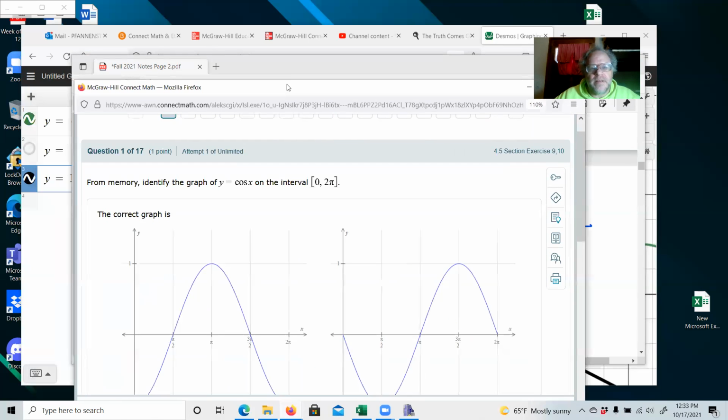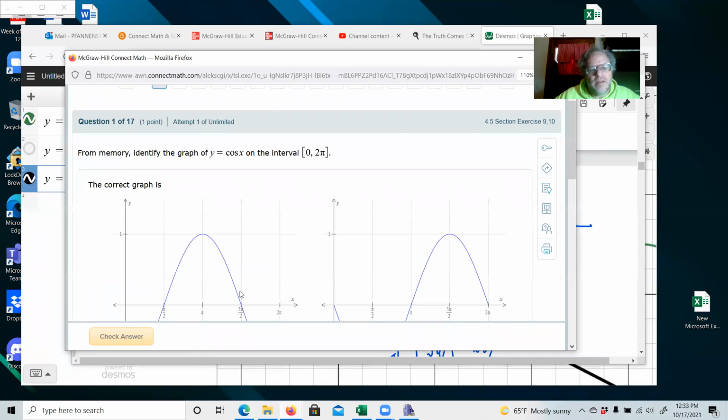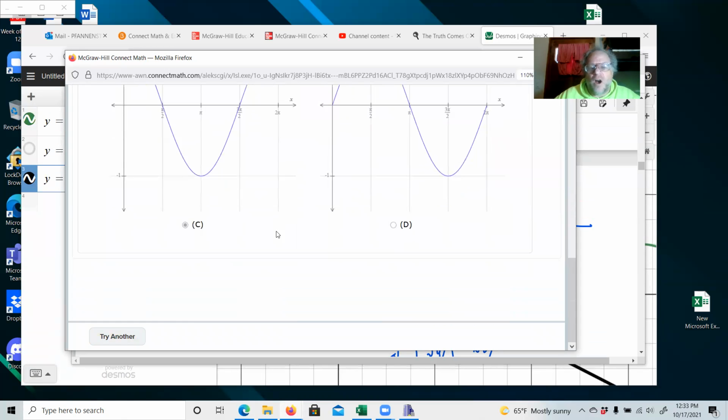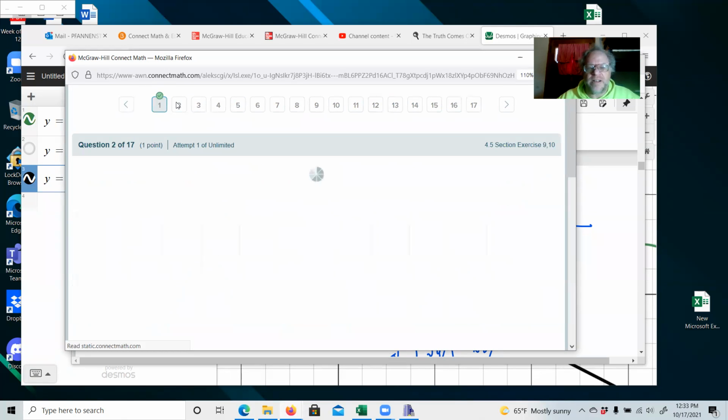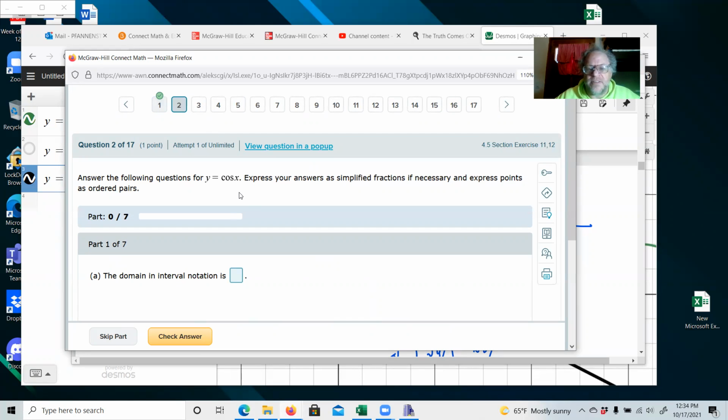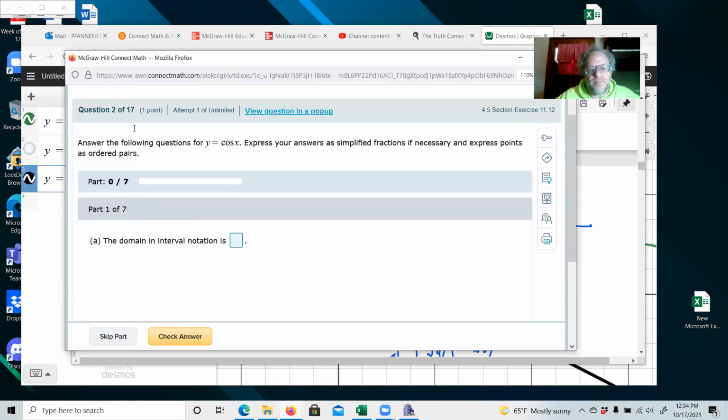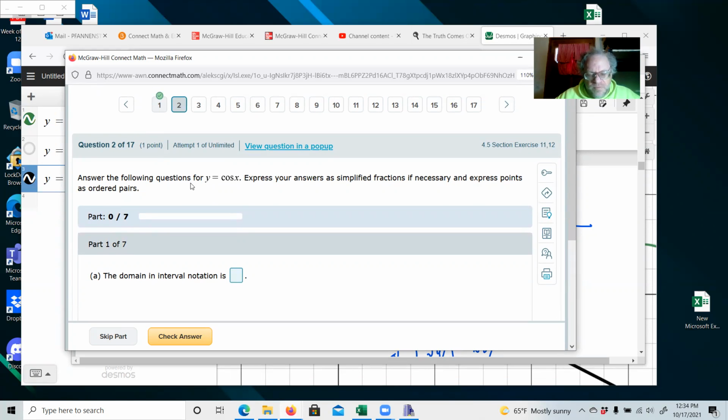The other thing is that all of the little graph transformations you learned in college algebra are exactly the same thing. They want us to do vertical stretch, vertical shift, horizontal shift, or horizontal compression or stretch. They're all going to be the same things. We're going to go over them as we meet them in our homework so we can see what's happening. So answer the following questions for y equals cosine x. Express your answer in simplified fraction, and express points as ordered pairs. All right, now the domain. Let me go back to our picture here.